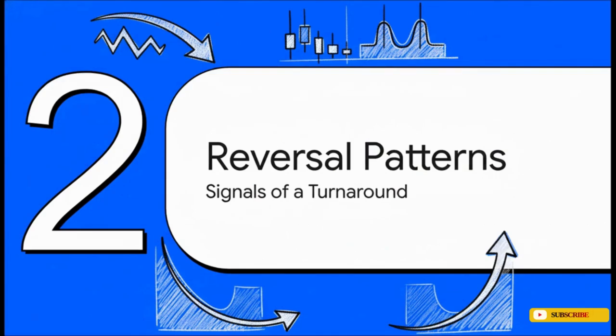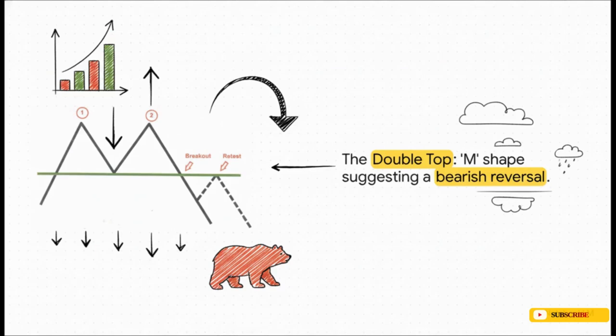All right, now that we know our alphabet, let's start making some words. We're going to kick things off with a major category called reversal patterns. And just like the name says, these are shapes that signal a current trend might be running out of gas and is about to turn around. First up, we've got a classic, the double top.